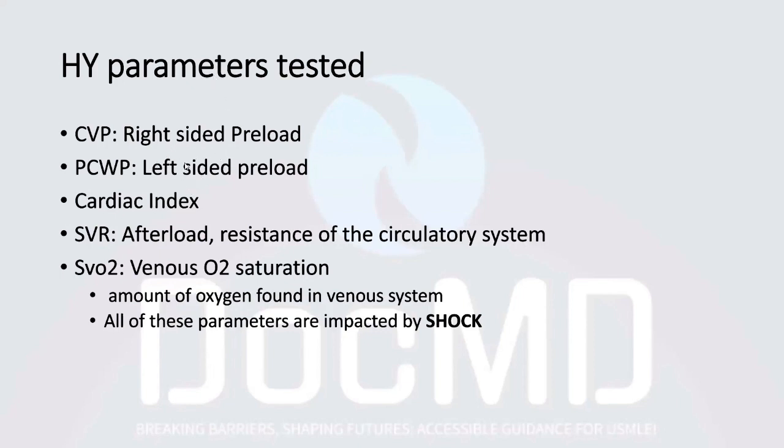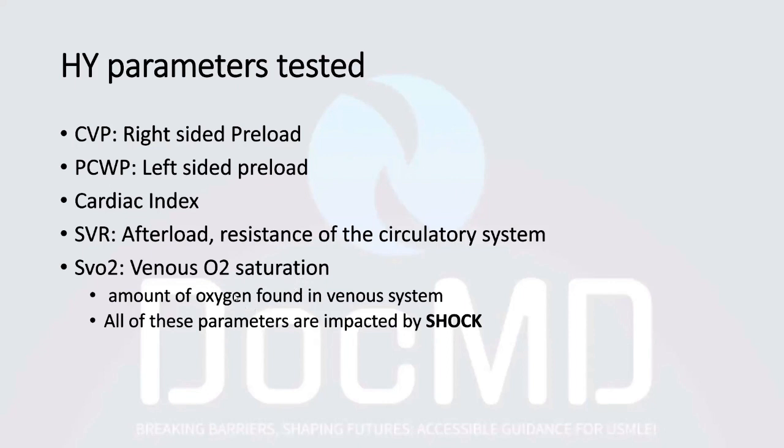So basically, in each type of shock, you need to know what the CVP is, what the PCWP is, and the cardiac index, SVR, and SvO2. Central venous pressure, which is CVP, is basically the right-sided preload, the amount of blood which the right heart is receiving. The wedge pressure is the left-sided preload, what the left-sided heart would be receiving. Cardiac index is just another way of saying the cardiac output per body surface area. SVR is the afterload and resistance of the circulatory system, and the venous oxygen saturation is the amount of oxygen found in the venous system.